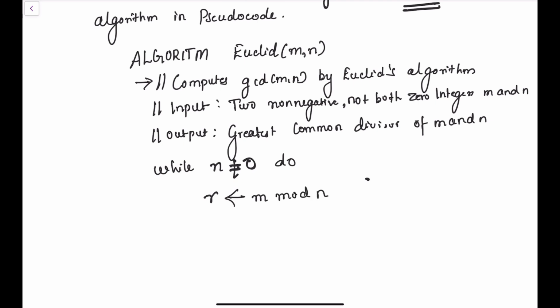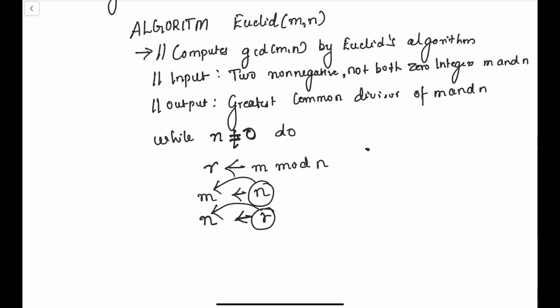And what happens once this is done? The new m will be our old n, so you replace m by n and you replace our old n with the remainder. Now it repeats until the while loop becomes false, and then it comes out. Once it is false, you have to return m. So this is how you write a pseudocode for Euclid's algorithm.